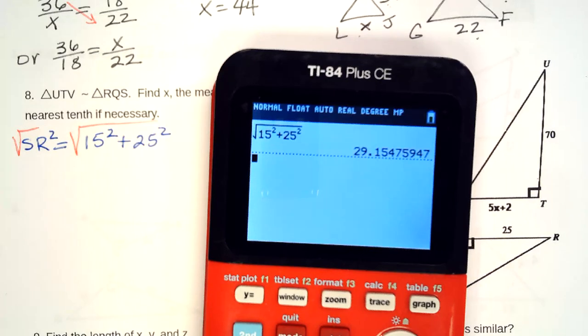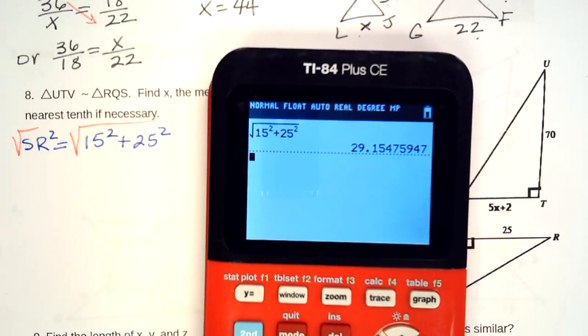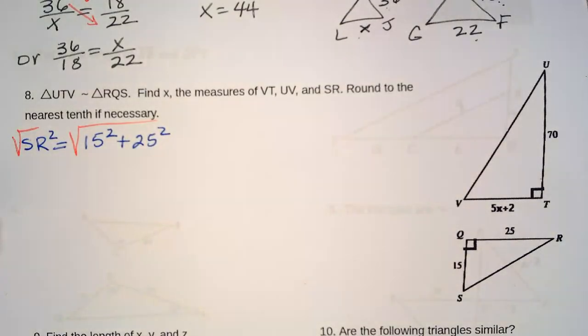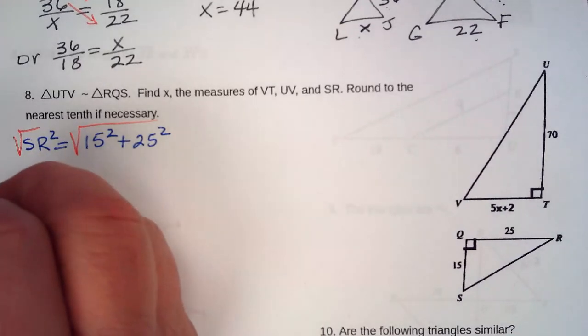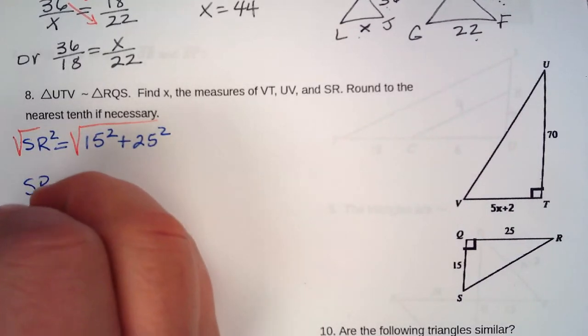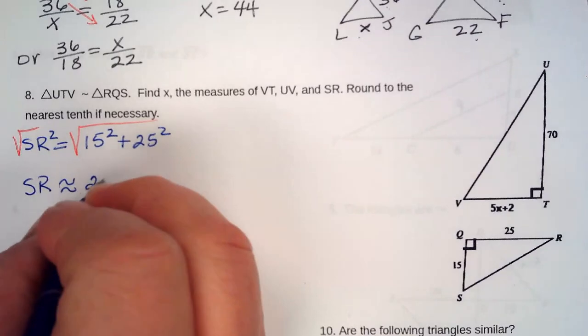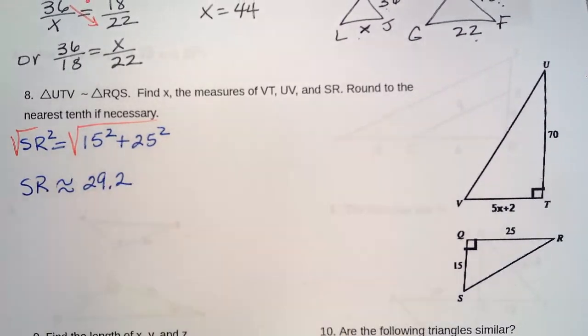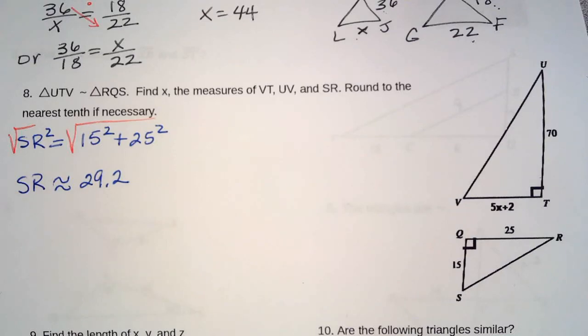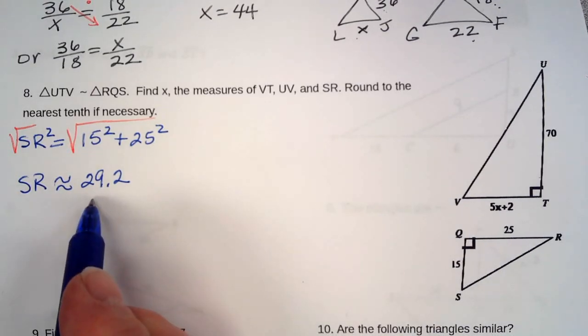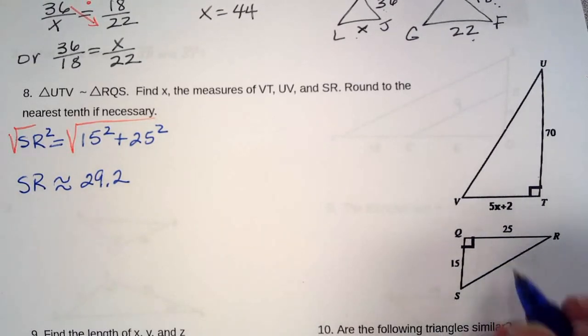I'm rounding to the nearest tenth. So this will be 29.2. SR is approximately 29.2.